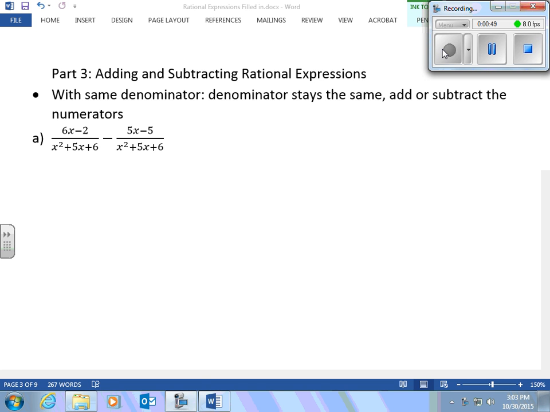So just like with a rational number, when we add or subtract, the denominator stays the same, and we add or subtract the numerators. Okay, so here the two denominators are the same. All we're doing is subtracting our numerators.